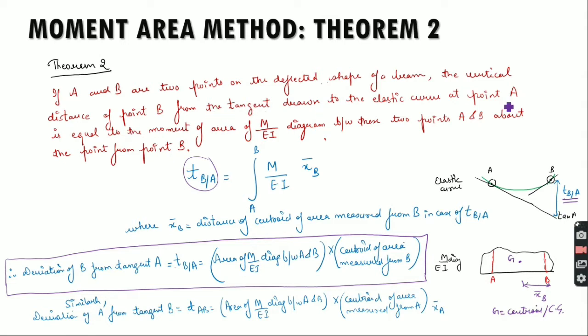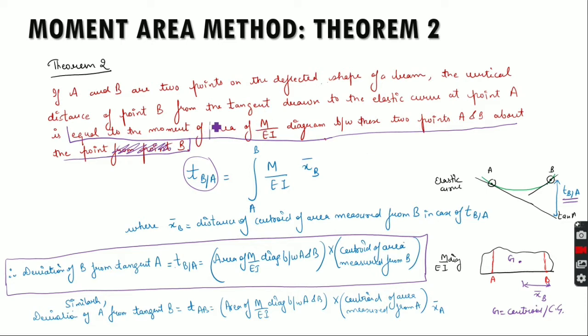Now how to calculate this TBA? So this distance is the moment of the M by EI diagram between these 2 points A and B about the point B, right? So this is mistakenly written here, about the point B. So what does moment of area mean? Moment of area basically means it is the multiplication of one value with the distance, right? So what is that value?